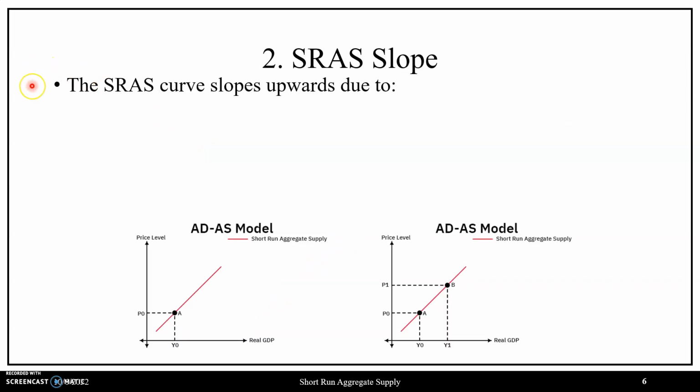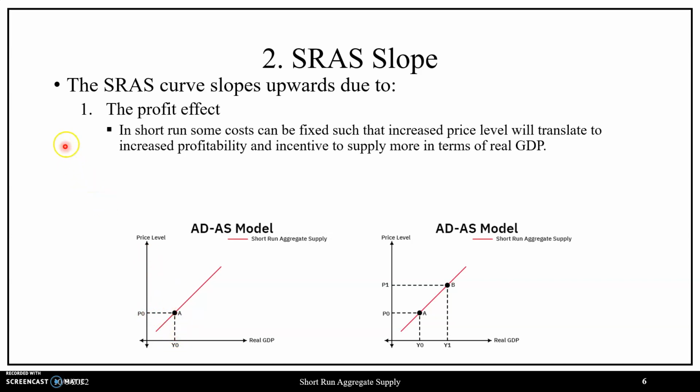Now, why is the short-run aggregate supply curve upward sloping, or why is there a positive relationship between the price level and the quantity level of real GDP supplied? This is attributed to the profit effect as well as the cost effect. Starting with the profit effect and beginning with our graphic on the left, we are considering point A at the price level P0 and at the quantity level of real GDP Y0. In the short run, some costs that firms face will be fixed, in that they may be in contracts with their employees on the wages they are paying them, as well as in contracts with their suppliers on the materials they use to produce goods and services.